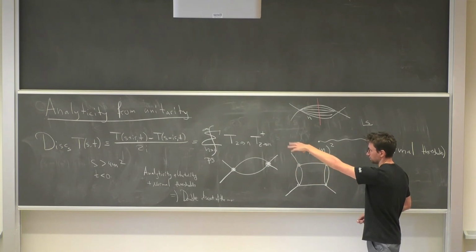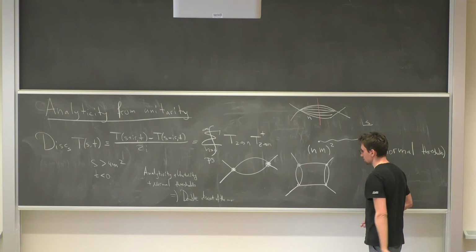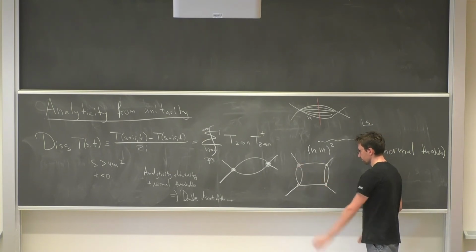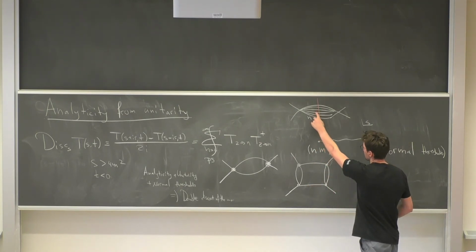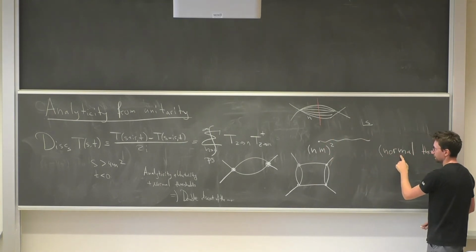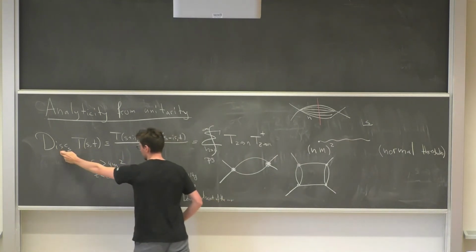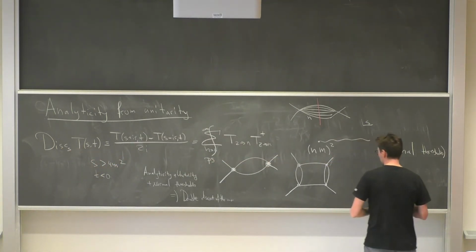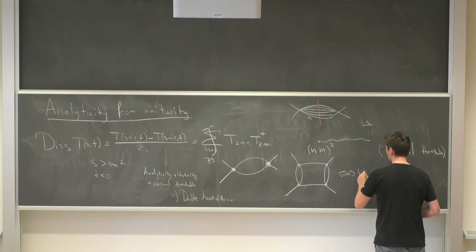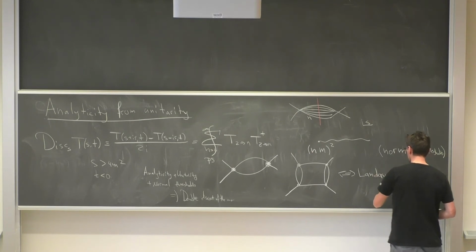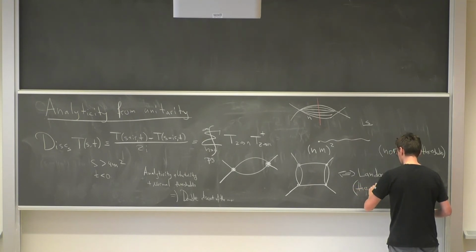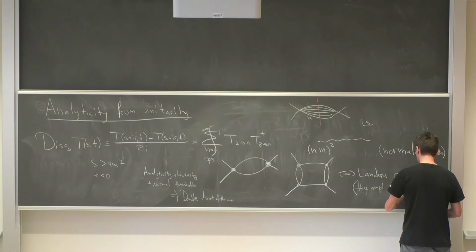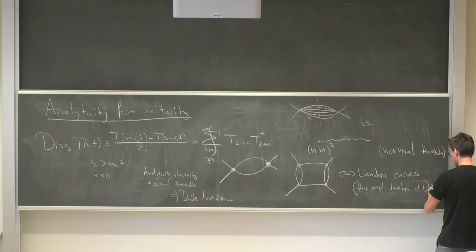In fact, you can check that if you do these operations, there is momentum conservation in every vertex. And this picture corresponds to a certain non-analyticity. After this, the picture corresponds to a normal threshold, and this is where the amplitude develops a singularity, a discontinuity. These types of pictures correspond to Landau curves, and this is where the amplitude develops a double discontinuity.